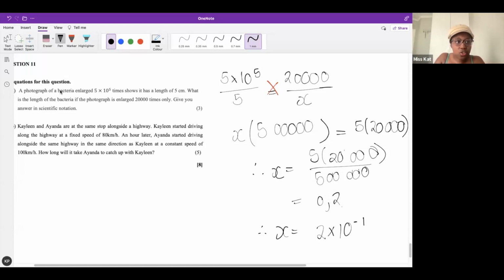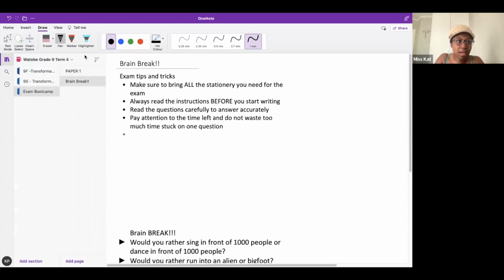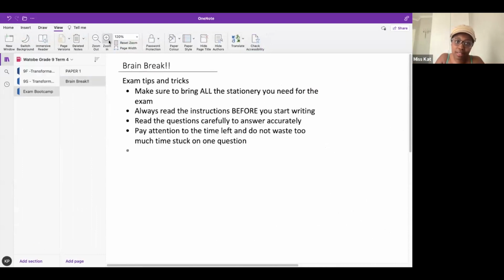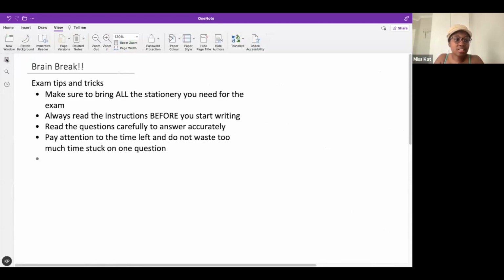Do the poll while I show you my exam tips that I made for you. We were going to have a brain break, but there was not enough time. Let's look at our exam tips while you do the poll. First one says, make sure you have all the stationery. You want to know how many learners do not bring calculators when they're writing maths? Then it's a problem and I want to cry. Make sure when you're writing the exams, you have all your stationery.